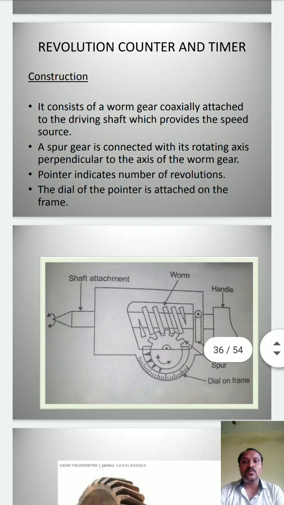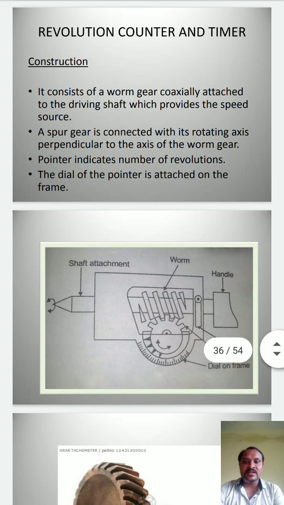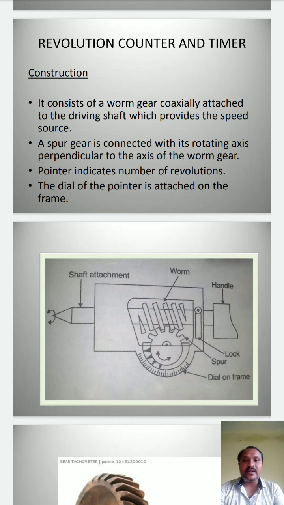It consists of a worm gear, coaxially attached with the drive shaft, which provides the speed of the source, means it will be directly connected with the source only. The spur gear is connected with its rotating axis perpendicular to the axis of the worm. Obviously, let us see here. So both are perpendicular to each other. The worm gear and the spur gear are perpendicular to each other.